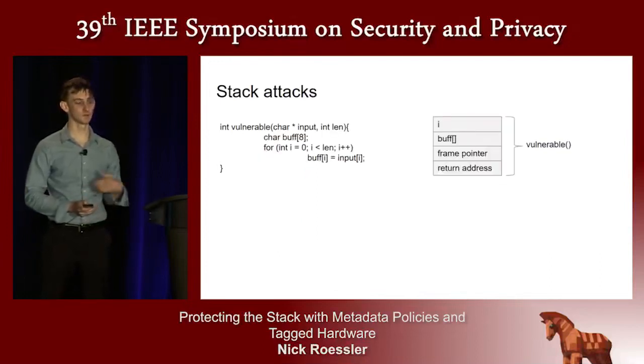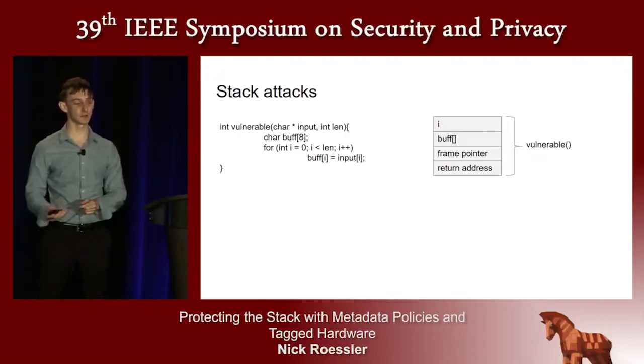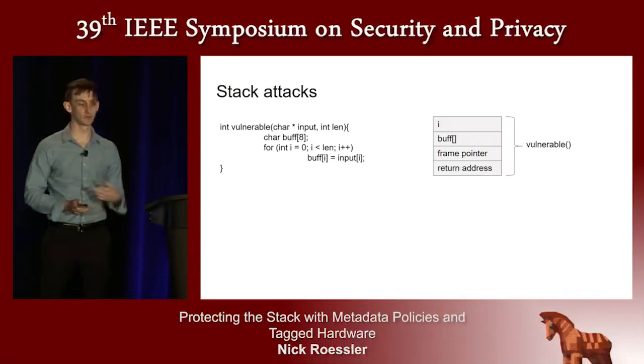So to remind you about how a classic stack attack works, let's look at a simple buffer overflow. On the left, I've shown a vulnerable C function, and on the right, I've shown its corresponding stack frame. Vulnerable copies from the char star input into a local buffer of length 8. If more than 8 bytes of input are provided, the program will copy off the end of buff and onto whatever happens to be next in memory, which in this case is a frame pointer and a return address. This allows an attacker to overwrite the return address and then later hijack control flow when the program goes to use the tampered return address.